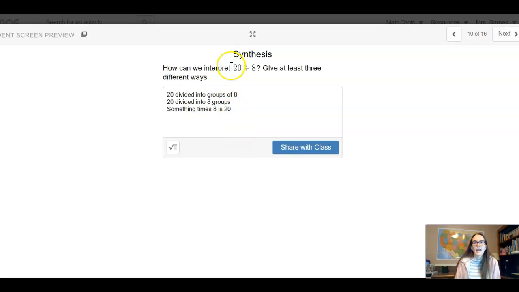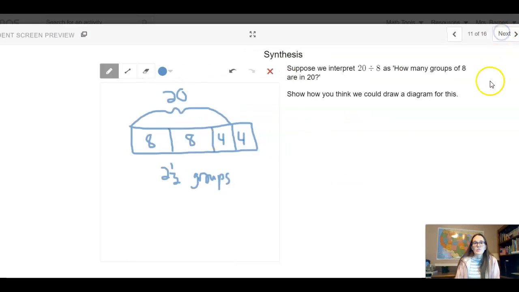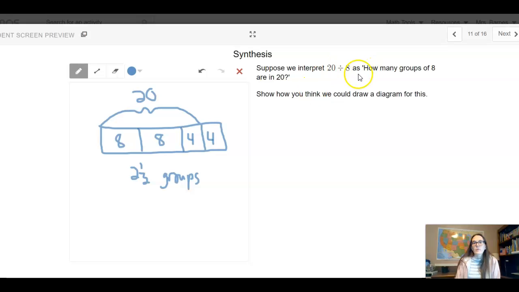If I go to slide 10, here's 3 possible ways we could think about 20 divided by 8. Could be 20 divided into groups of 8, 20 divided into 8 groups, or something times 8 is 20. So then we're going to try to draw those out a little bit. If we're thinking of it as how many groups of 8 are in 20, well, here's my group of 20, and this is just one way to show it.